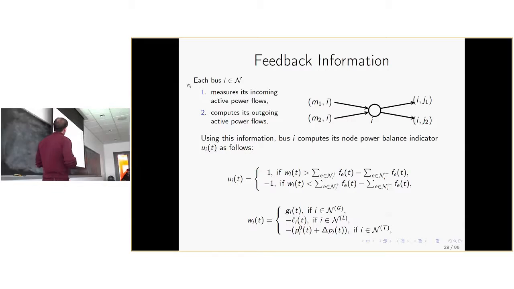Let's consider a generator bus. This indicator is equal to 1 if the incoming flows into bus I are greater than the outgoing flows, and it's equal to -1 if the incoming flows are less than the outgoing flows. So basically, if this node is congested, it's going to be equal to 1. Otherwise, it's going to be -1. To compute this indicator, we need to compute the flows. We measure the incoming flows, and we need to compute the outgoing flows.